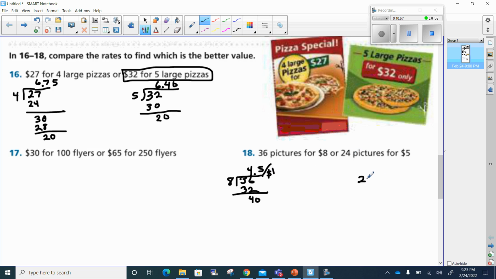24 pictures for $5. When I do this, I'm going to find out how many pictures I'll get for $1. 5 goes into 24 4 times, leaving me 4 left over. And 5 goes into 48 times. So that's 4.8. And that's per dollar. So I'm getting more pictures for $1 over here with 24 pictures for $5.